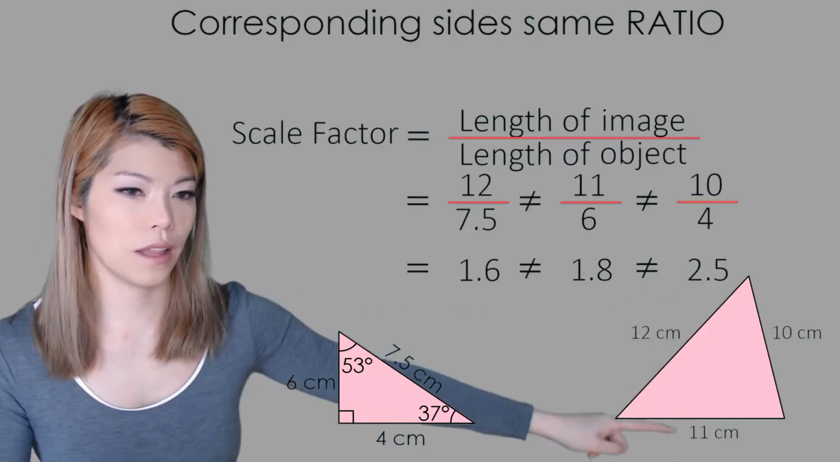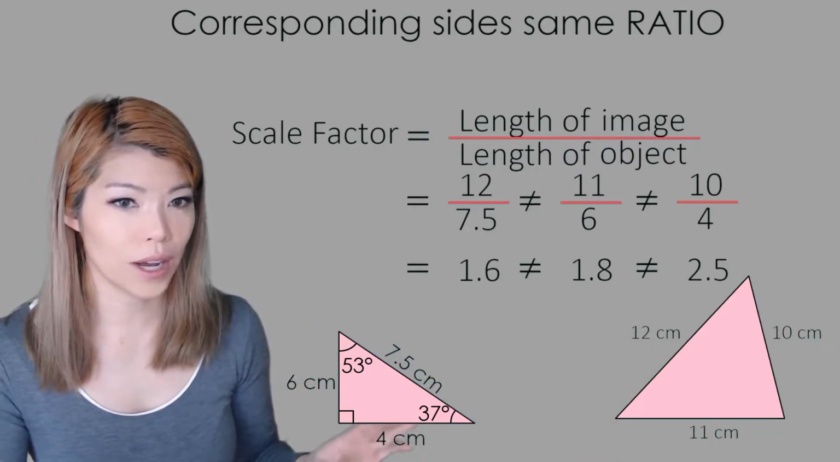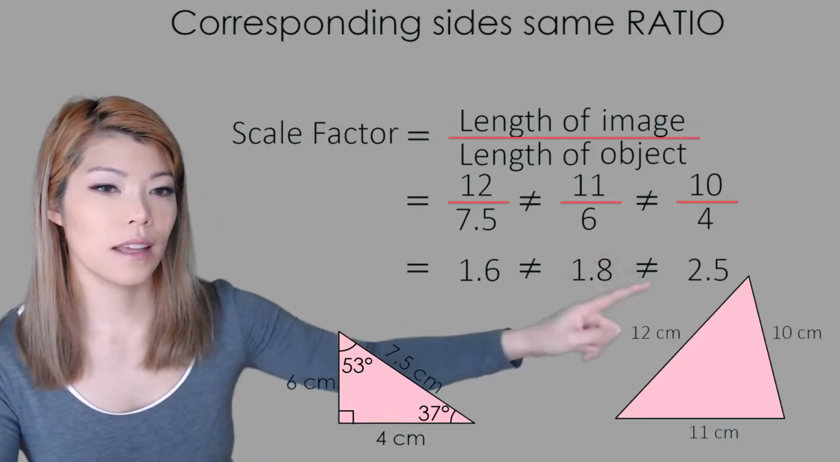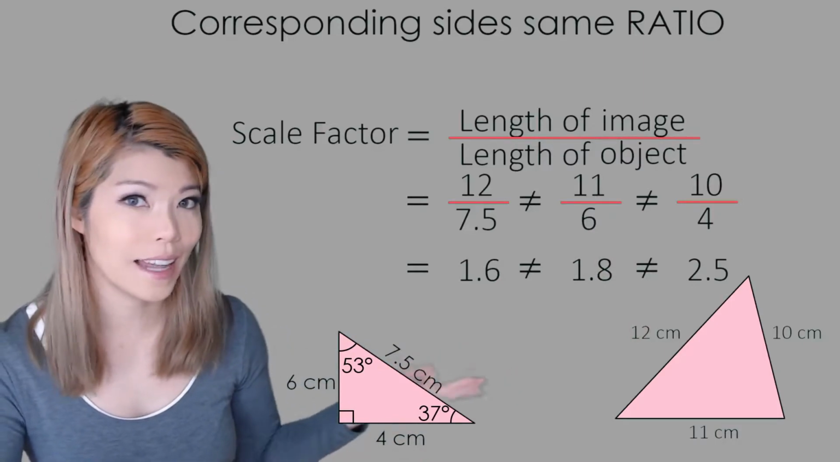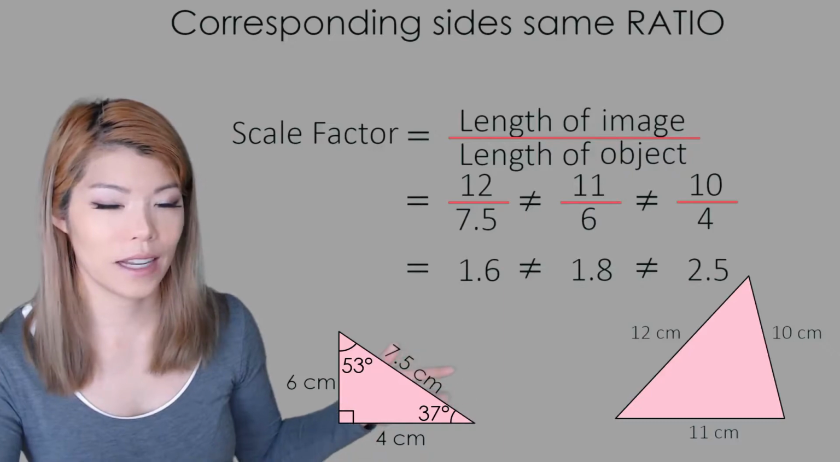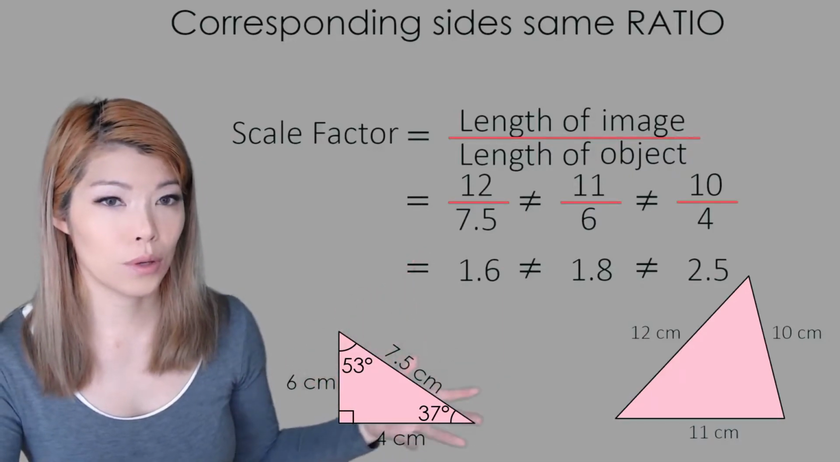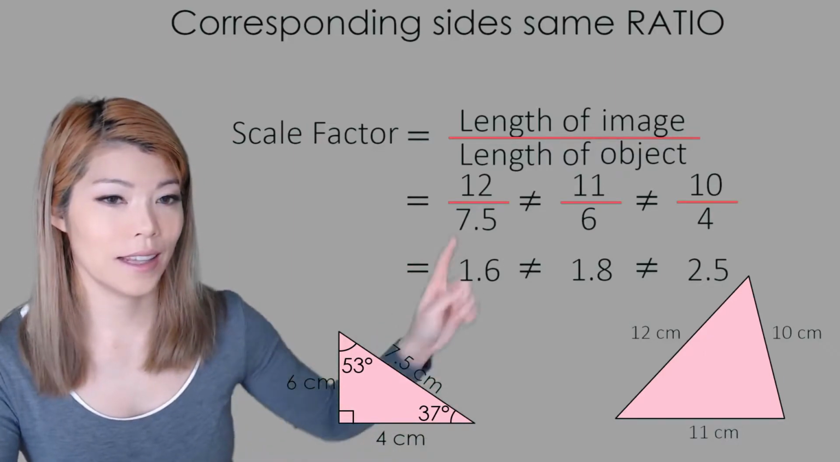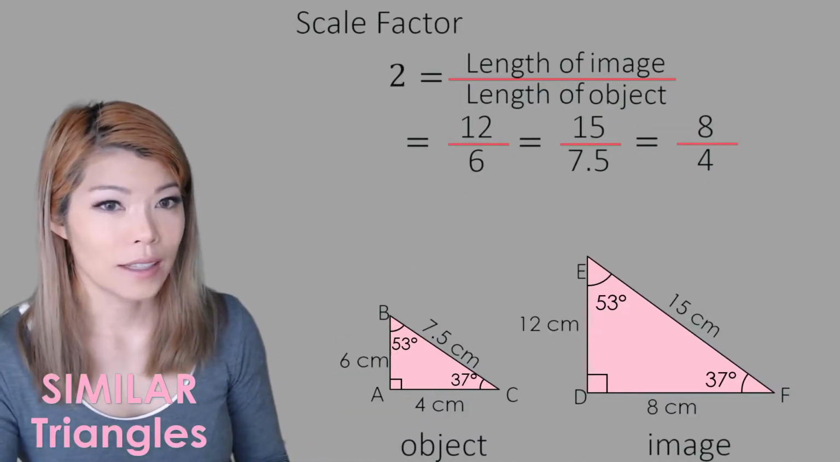So what's the middle value? 11 over there. And what's the middle value? 6. So you have to match them in order. So that's how you find the corresponding sides. Now we can see that the three ratios are not the same, and we can clearly see that they're not the same triangle, as in they're not similar triangles. So to prove that they're not similar triangles, you would find the ratio of the sides and see that they're not matching. Let's go back to that example where they are similar triangles.